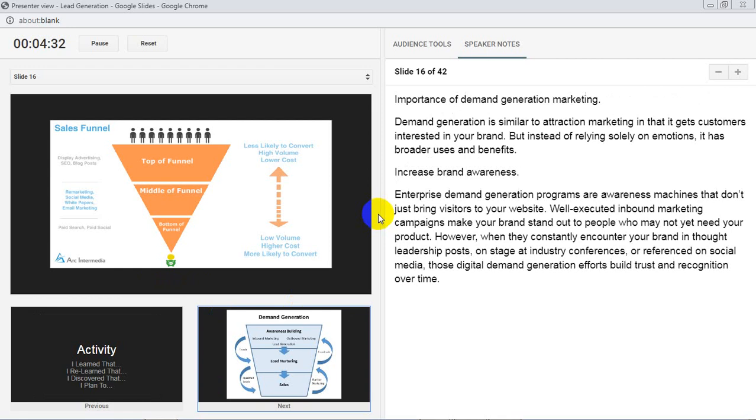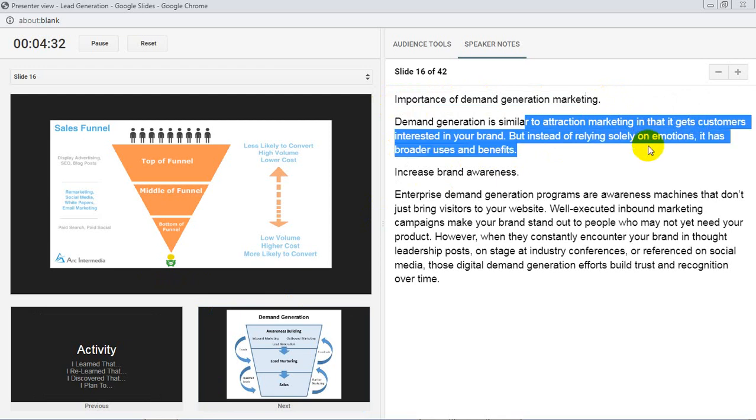Importance of demand generation marketing. Demand generation is similar to attraction marketing in that it gets customers interested in your brand. But instead of relying solely on emotions, it has broader uses and benefits.